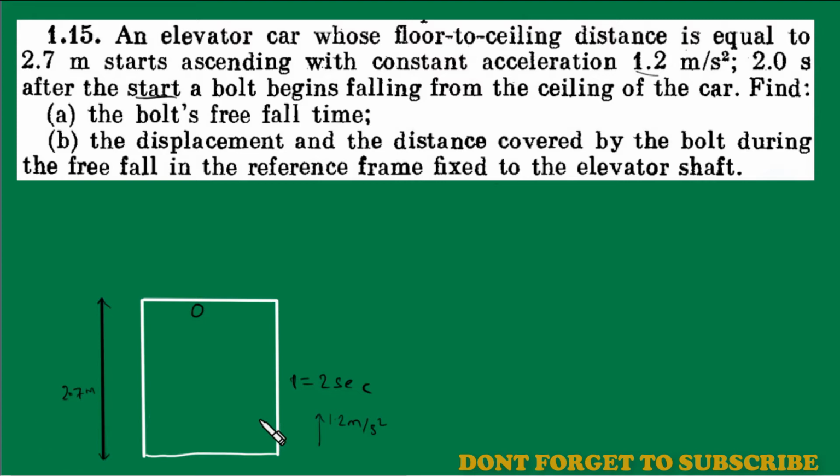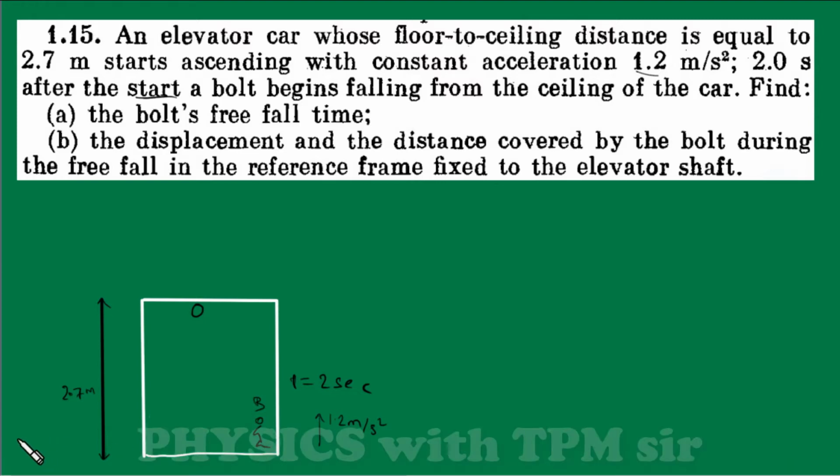Suppose there are two persons, one person is in the lift, just standing, and there is one more person on the ground. Let's name them A and B. This is on the ground, so this is at rest. At t equal to 2 seconds, you can find what will be the velocity of the lift. So if this lift is accelerating with 1.2 meter per second square, v is equal to u plus at, u is 0.